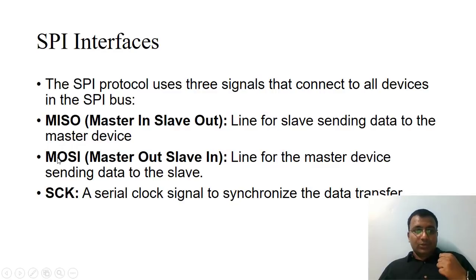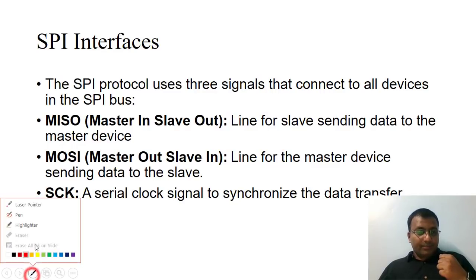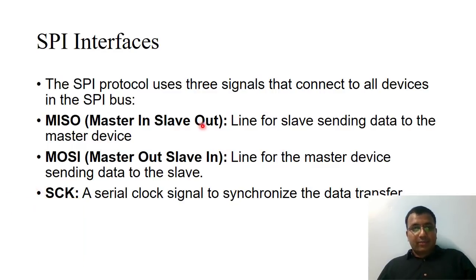The first line is MISO. MISO stands for master in, slave out. This is the line for the slave sending data to the master device. So master is an input device and the slave is an output device. In the case of MOSI, that is master out, slave in, it is the line for the master device to send data towards the slave, where the master is sending the data and the slave is the receiver. SCK is the serial clock, a clock signal to synchronize the data transfer between slave and master.